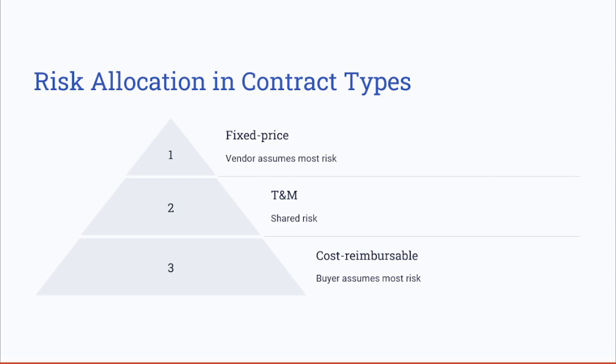Now let's highlight the risk allocation in different contract types. So risk allocation is a key factor in contract selection. So fixed price contracts shift the cost risks to the vendor. Again, the fixed price contracts place all of the risks on the vendor, making them ideal when the scope and requirements are well defined. The cost reimbursable contracts place the financial risks on the buyer, as the project costs are uncertain.